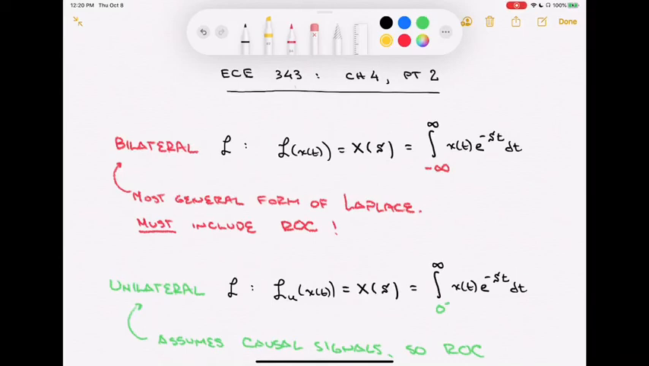This is ECE 343, Signals and Systems. This will be the second part of Chapter 4. Last time we introduced the bilateral Laplace transform.